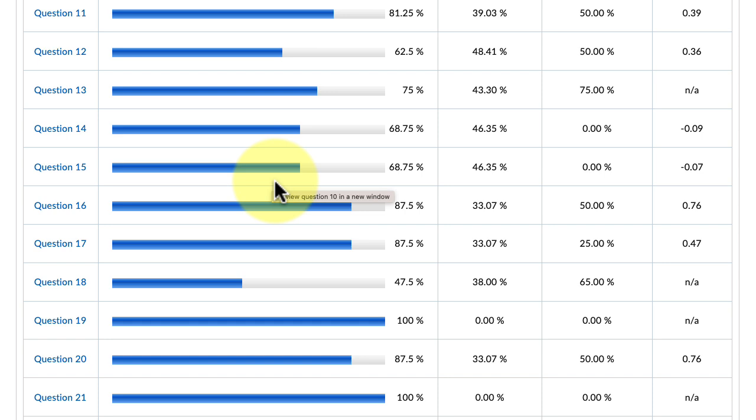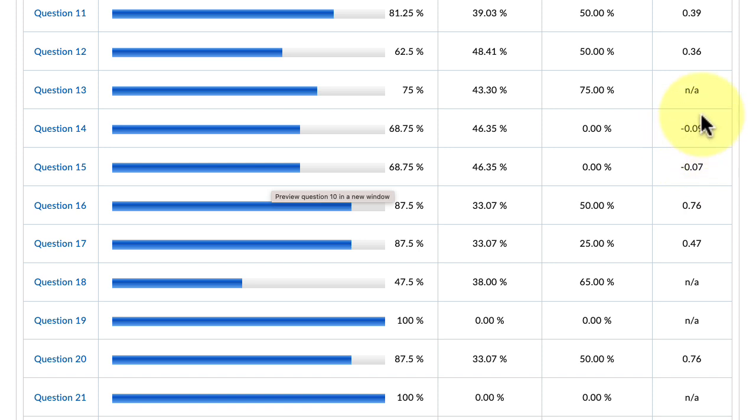Here I am on 11 through 21, and I'm looking again over here on the right at my point biserials, and I can see that I have 2 point biserials that appear to be somewhat problematic.